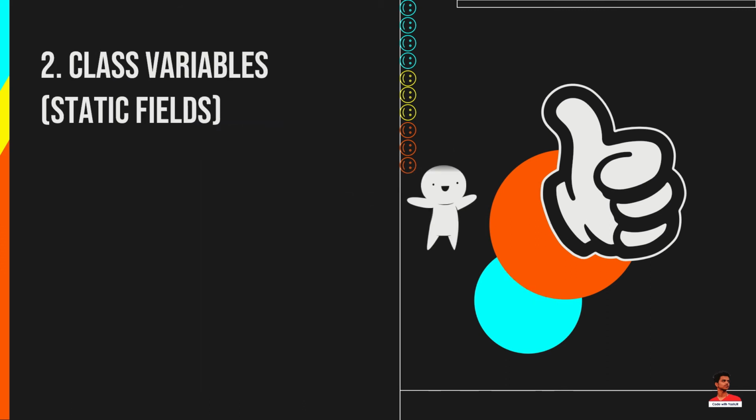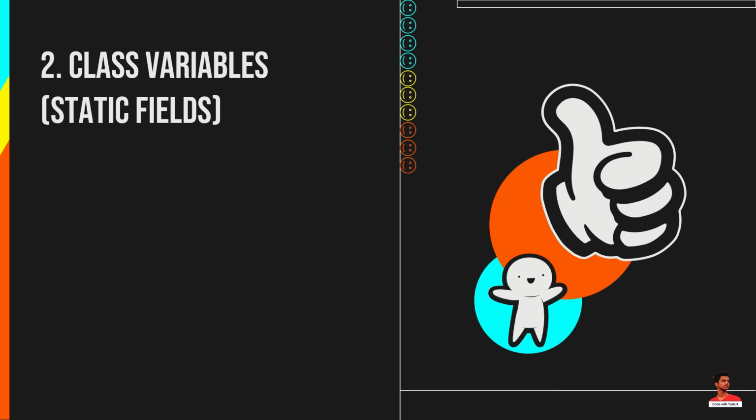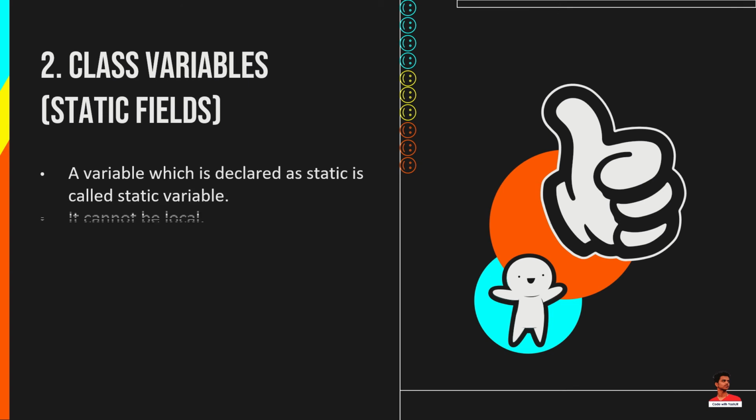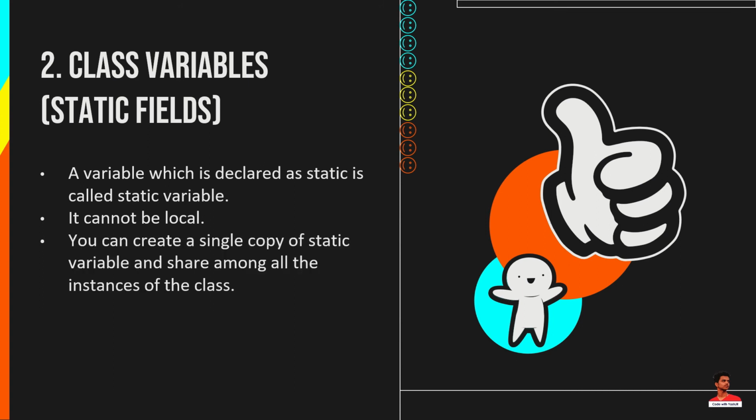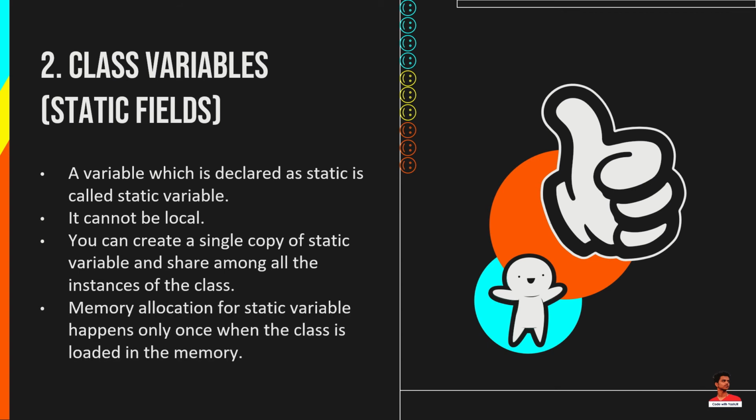Class variables. A variable which is declared as static is called a static variable. It cannot be local. You can create a single copy of a static variable and share it among all the instances of the class. Memory allocation for a static variable happens only once when the class is loaded in the memory.